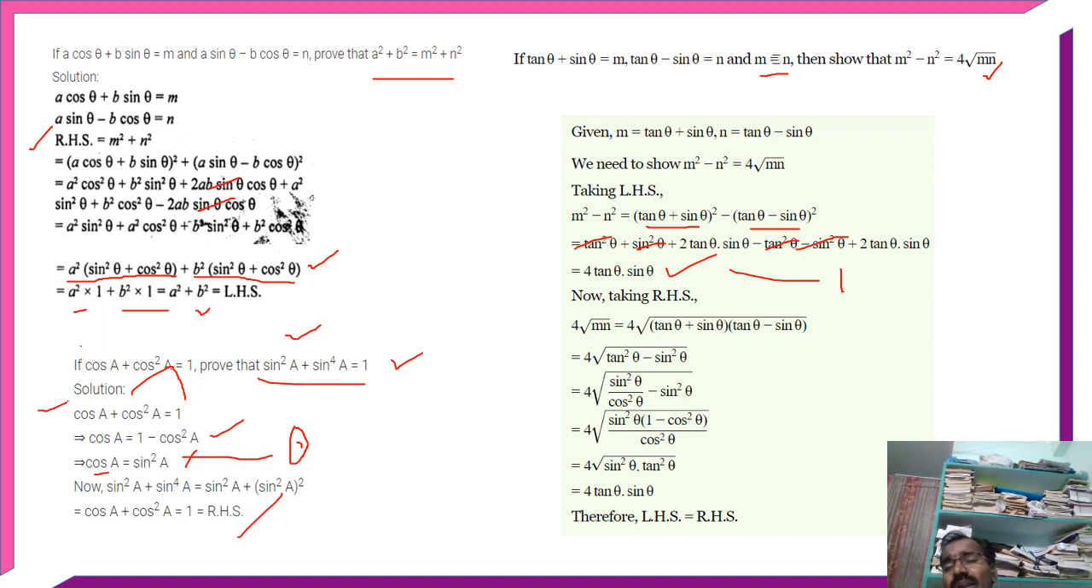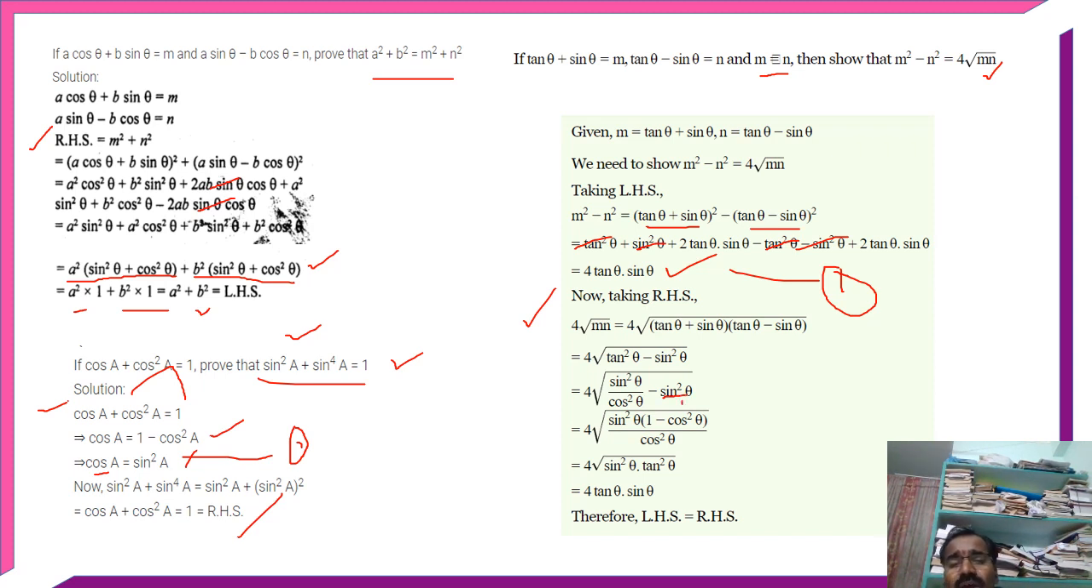Already I said, we have different approaching methods: LHS to RHS, RHS to LHS, or LHS and RHS separately. Here we will prove LHS and RHS separately. We proved the LHS value. For the RHS, we take 4 root MN and substitute: 4 into root over tan theta plus sin theta into tan theta minus sin theta, which is A plus B into A minus B, A square minus B square, tan square theta minus sin square theta. We can write tan square theta as sin square theta by cos square theta, and sin square theta by 1. Take LCM as cos square theta.